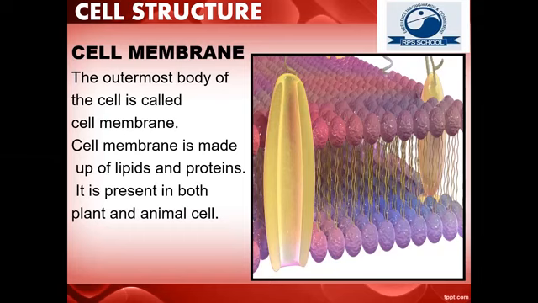Let's start with the cell membrane. The outermost body of the cell which supports and protects the cell is called the cell membrane or plasma membrane. It is made up of lipids and proteins and is present in both the plant and animal cell.